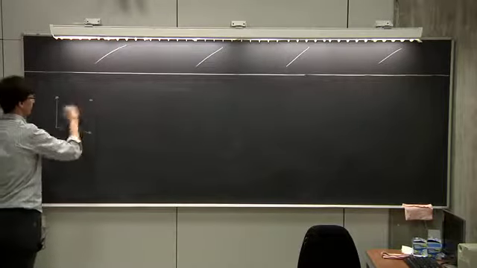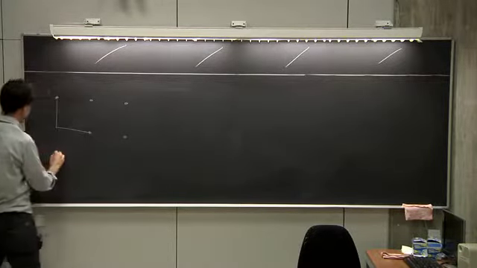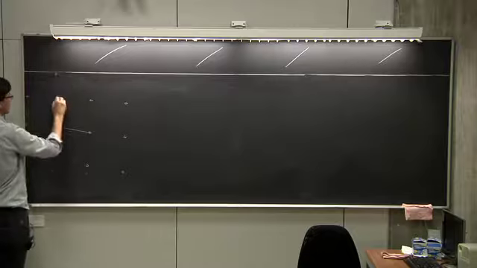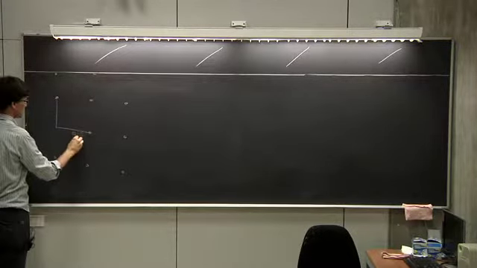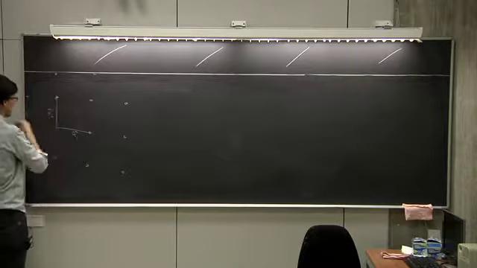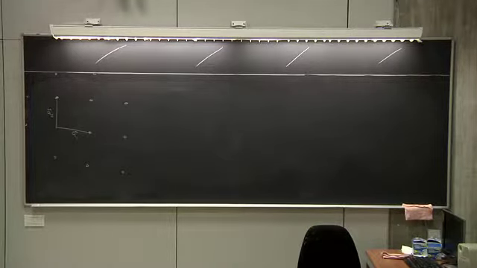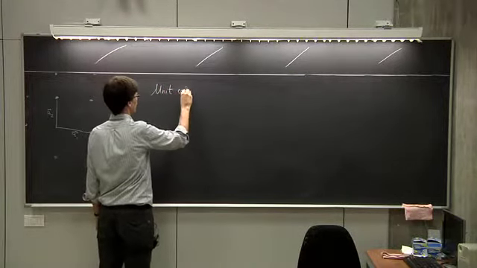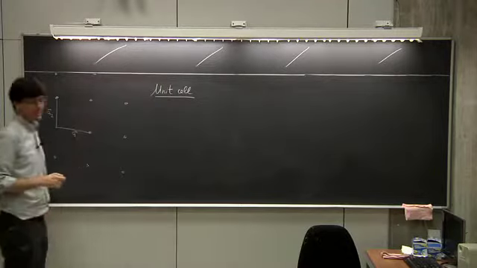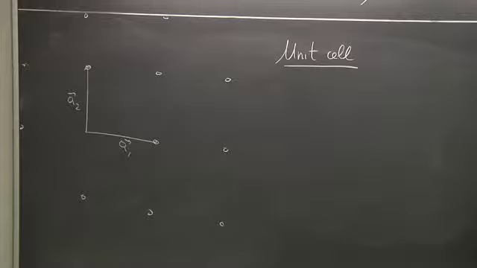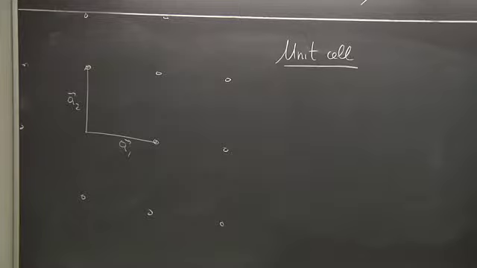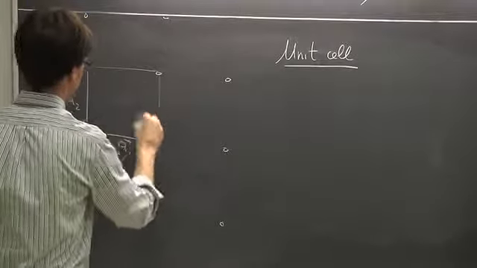So this is our good old square lattice with our primitive vectors A1 and A2. And let me introduce now the concept of unit cell. What is a unit cell? Well, let me first draw it and then we'll define it, okay? So for this particular lattice, a good choice of the unit cell could be this square.